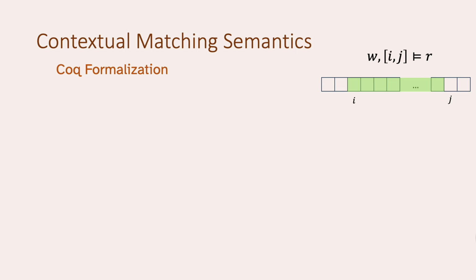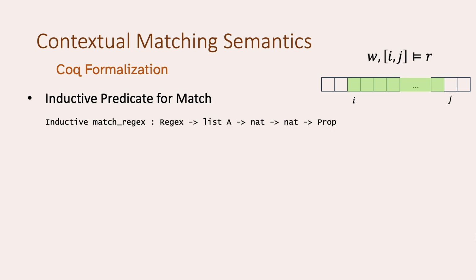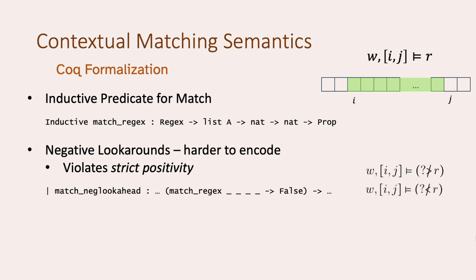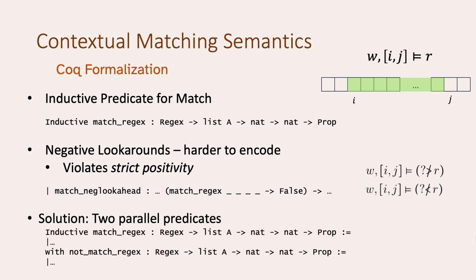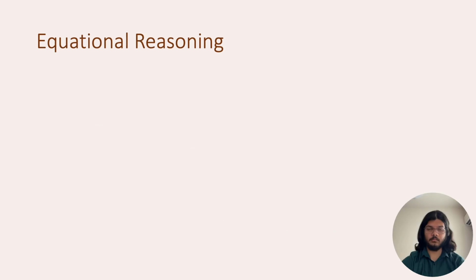We use an inductive predicate to encode the semantics of matching for expressions with lookarounds. Working with negative lookarounds is slightly more difficult. The obvious solution here is to encode a construction which accepts a proof of the negation, but this is not accepted by Coq due to strict positivity requirements. Our solution is to use 2 parallel predicates, one denoting matching and another denoting not matching. Later in the theory, we show that one is the negation of the other.